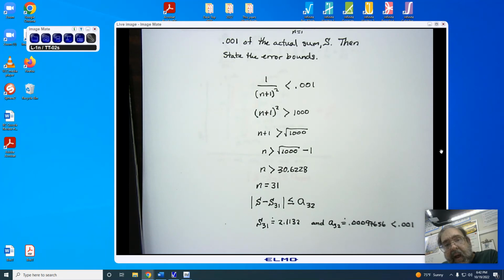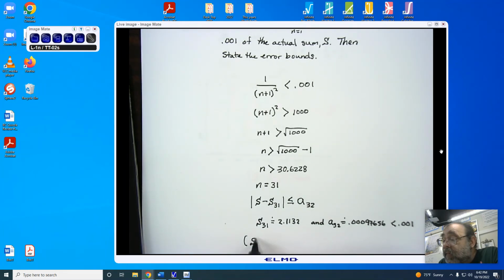So what's the error bound? Well, what we're going to do is take the sum that we found, S sub 31, and subtract A sub 32 from it. And then we're going to take S sub 31 and add A sub 32 to it. This is going to give me my boundary: what is too low, what is too high, and the actual answer is going to be in between the two.